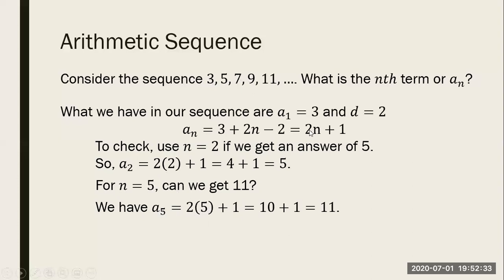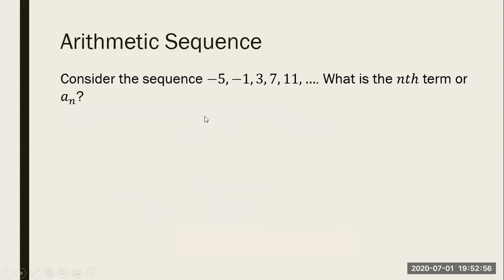So, 2 times n is 5 plus 1 is equal to 10 plus 1 equals 11. So therefore, a sub n is equal to 2n plus 1. So the nth term of the sequence 3, 5, 7, 9, 11, and so on is 2n plus 1. Okay. Next, we have another sequence, negative 5, negative 1, 3, 7, and 11.